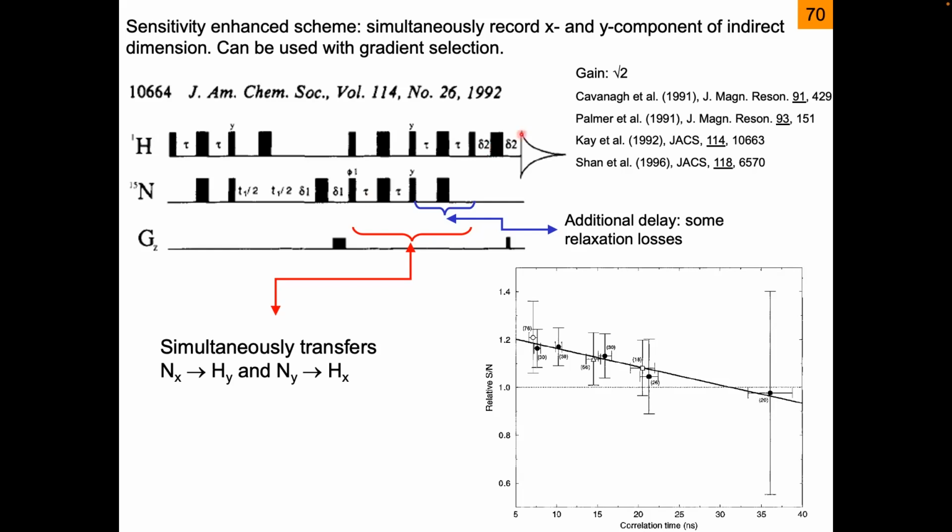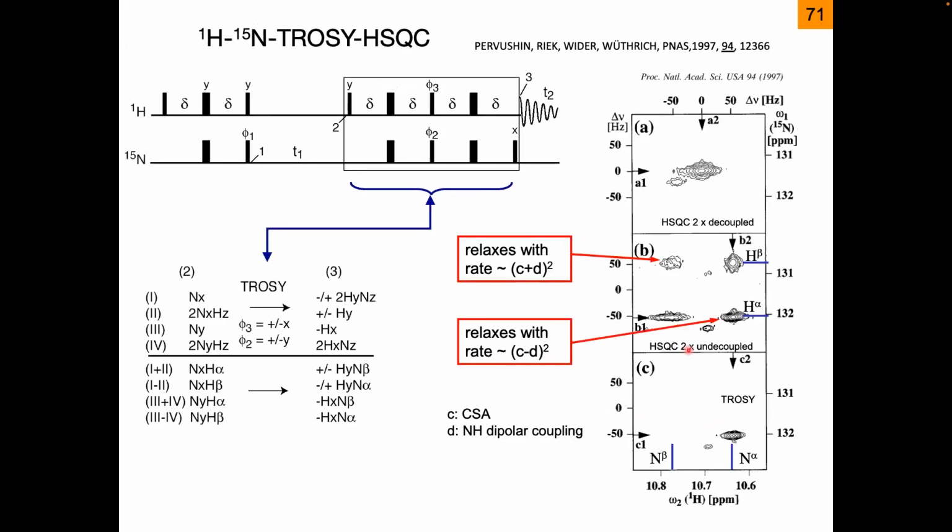But of course, you add additional delays into the sequence, and you know that this costs you relaxation. And I think this is from the Kay paper. They were honest enough to tell you that you lose the signal. And so this is the signal to noise as a function of the correlation time or the gain that you would have. And so they say that at about 30 nanoseconds, you actually are losing signal again, but before you gain. So this was before TROSY, but now the much bigger enhancement you get from the TROSY.